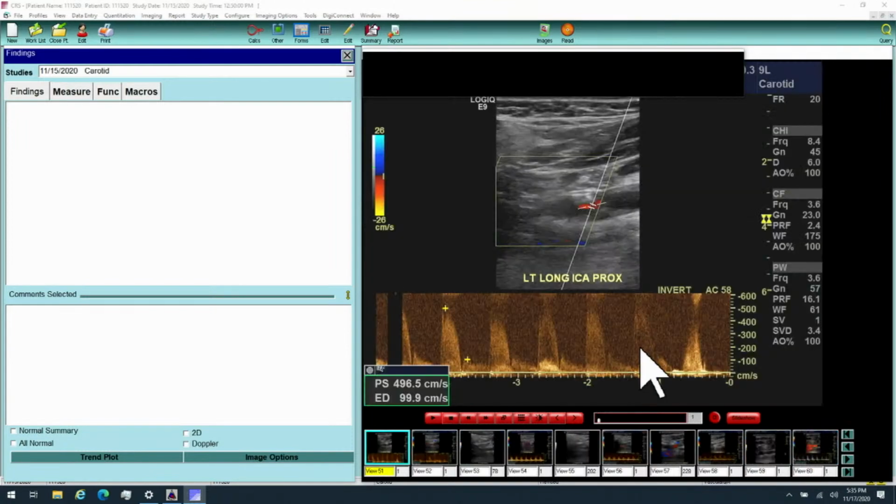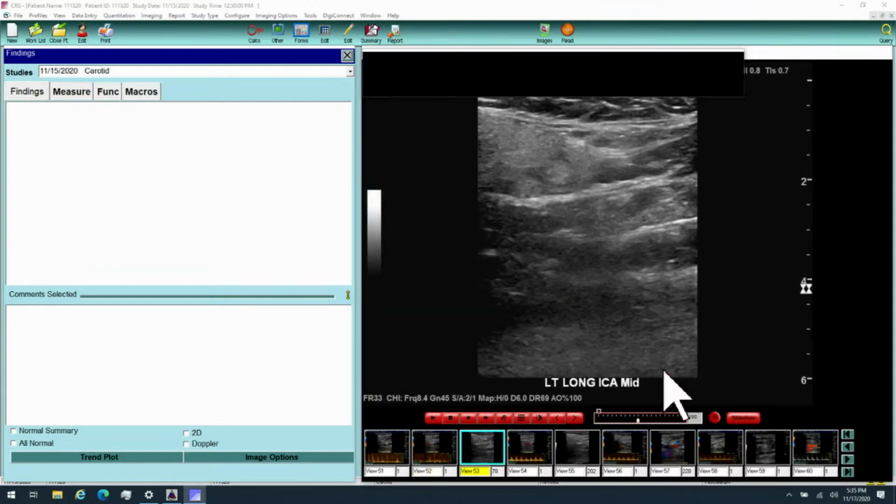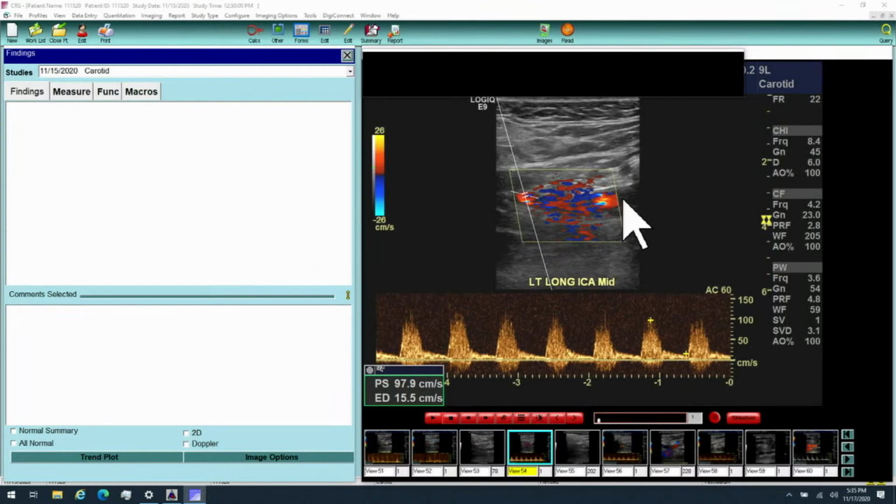One thing I hate about those numbers is they're the same numbers we recorded in the ECA. Exactly, right? You should be suspicious that this is actually cross-insonation, an artifact. Yep. We're trying to follow the mid-ICA, and we're getting a lot of bruit signal here. What you could do is increase your scale, and that'll eliminate a lot of the smaller signals.